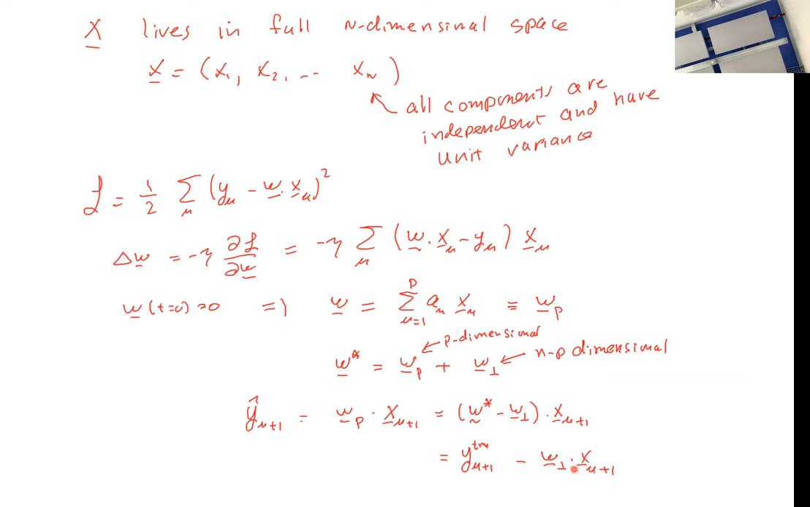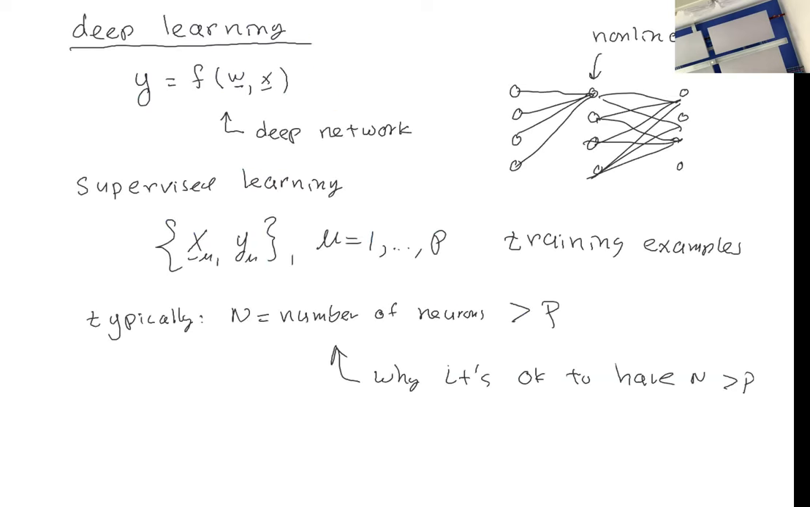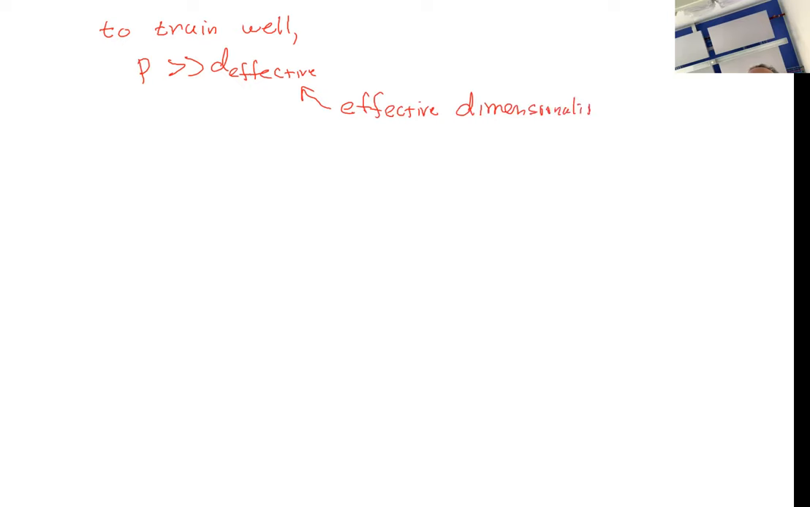So we have sort of two things. So the conclusion is, to train, P must be greater than D effective. And this is the effective dimensionality of the data. Actually, it doesn't even have to be much greater. It really just needs to be greater. It doesn't even have to be a huge amount greater.